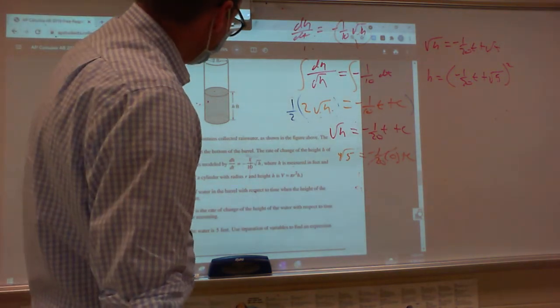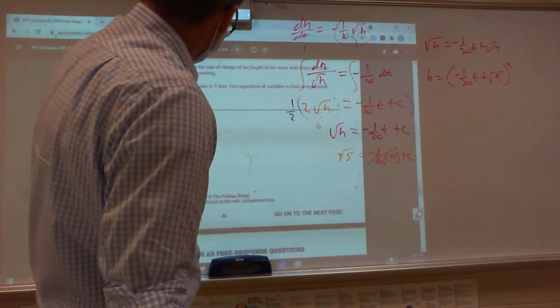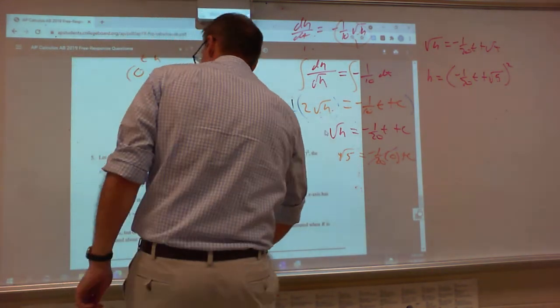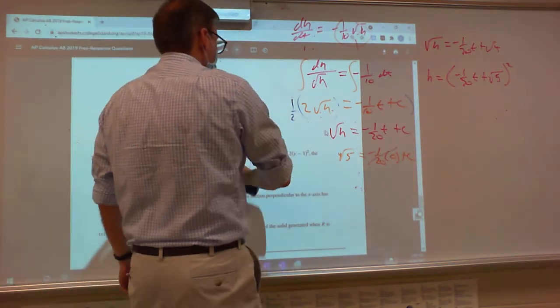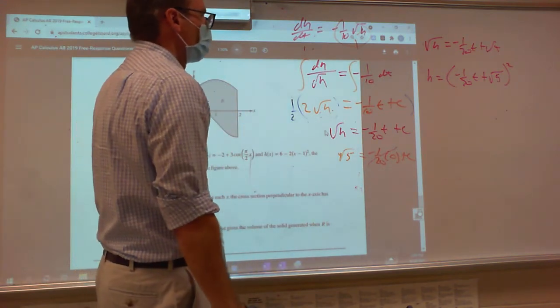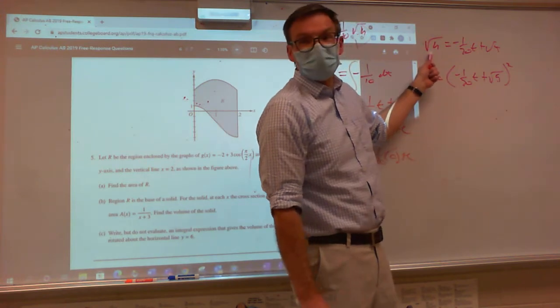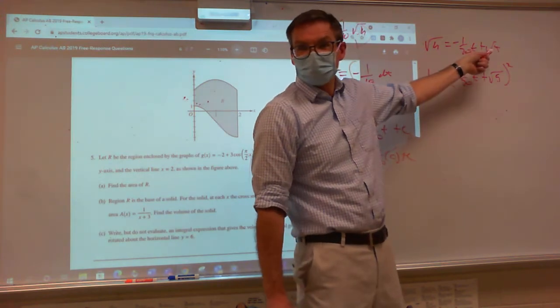All right. Now, question 5. How do you know it was squared? Where did this square come from? I had to solve for h, so I had to square both sides.